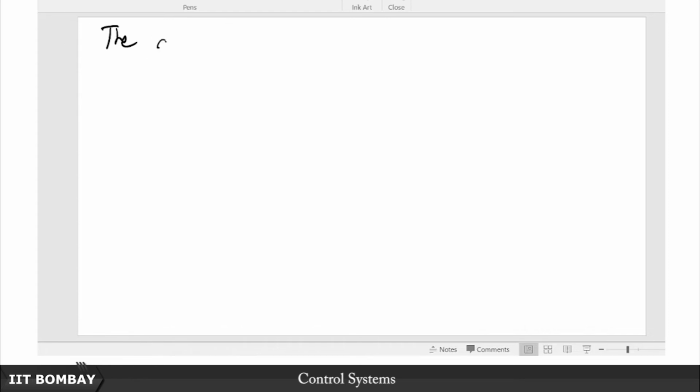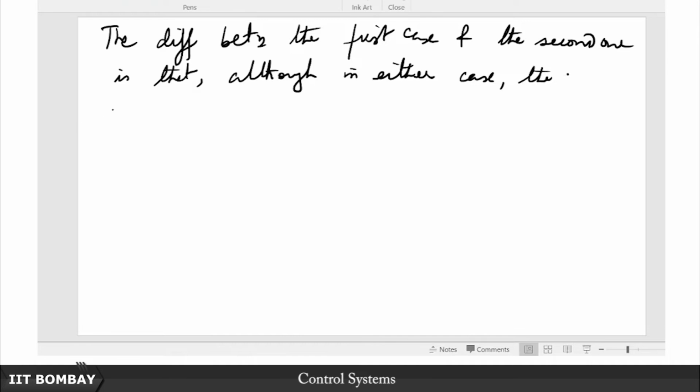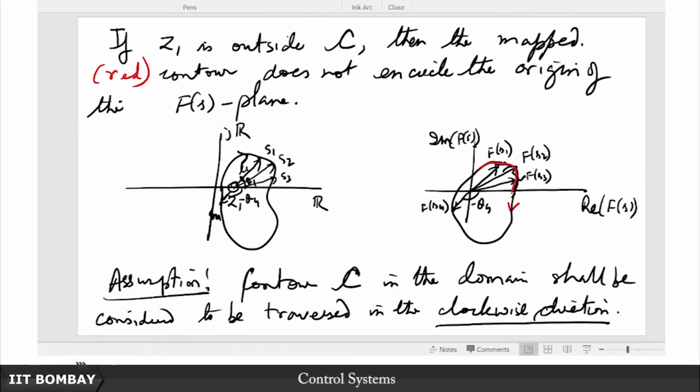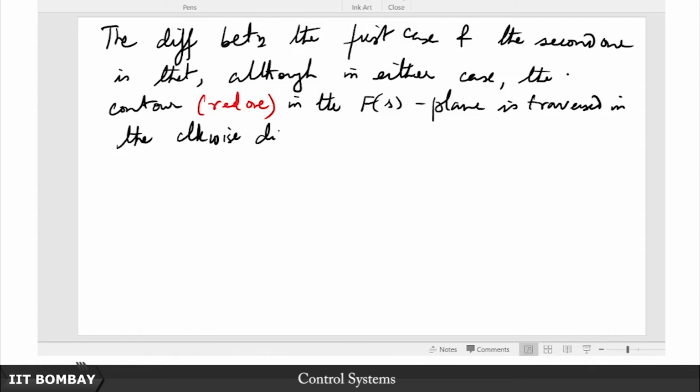So let me write that down. The difference between the first case and the second one is that although in either case the contour, the red one, in the FS plane is traversed in the clockwise direction, of course under the assumption that the original contour in the Argand plane is also in the clockwise direction. I have not drawn it in red, let me draw it in red here, that will help.